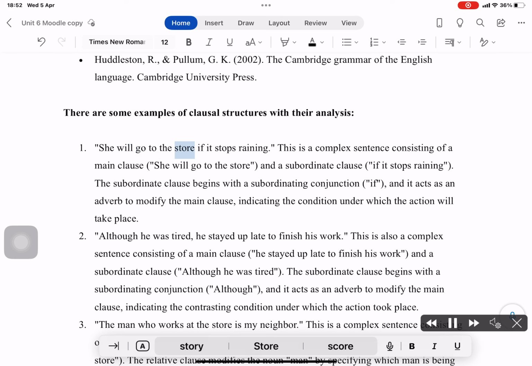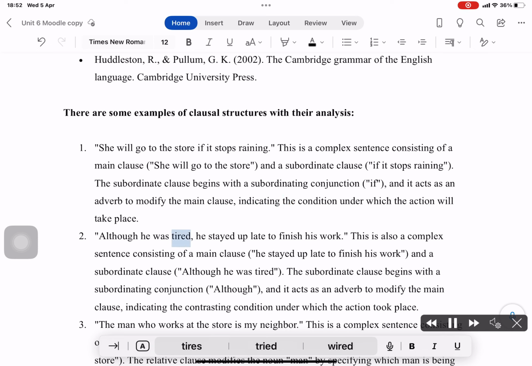She will go to the store if it stops raining. This is a complex sentence consisting of a main clause, she will go to the store, and a subordinate clause, if it stops raining. The subordinate clause begins with a subordinating conjunction, if, and it acts as an adverb to modify the main clause, indicating the condition under which the action will take place.